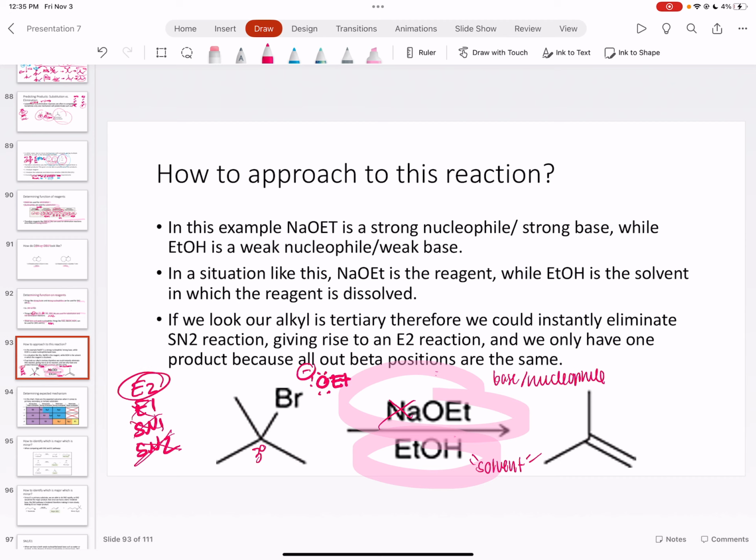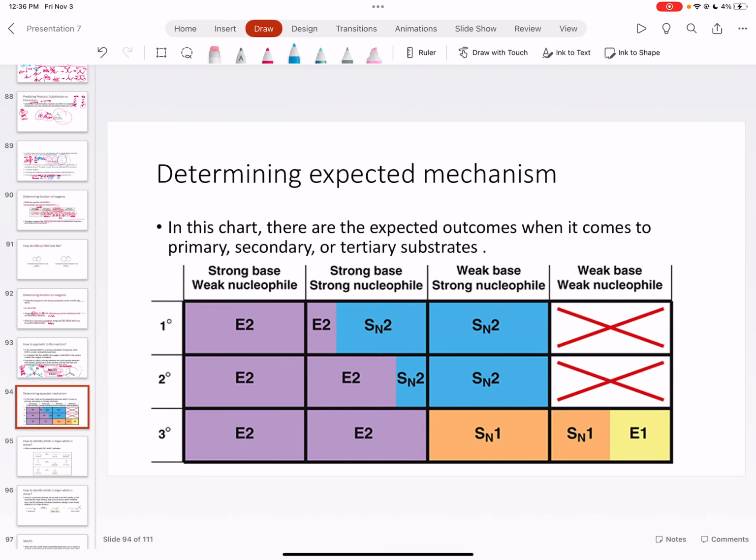And we only have one E2 product because if we do our alpha and then look at our beta positions, our beta carbons, they are the same. They all have 3 hydrogens. Meaning that no matter from where you get your hydrogen, it will give rise to the same product. That's why we only have one product. And this is just a little chart that can help you to see what outcomes you can get.